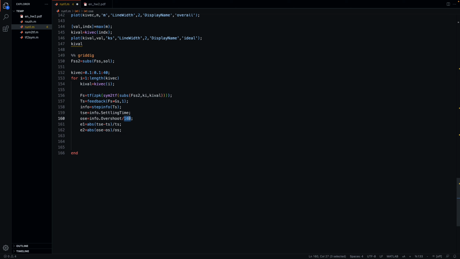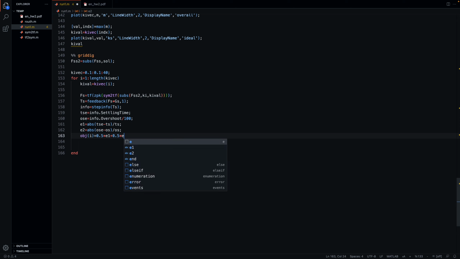I did this division to convert it into a floating point number between 0 and 1, and then I normalized that. So then this kind of becomes my objective, and it would be 50% times the first error. So I'm interested equally in minimizing both the relative error for settling time and overshoot simultaneously. So yeah, I'm combining the errors together.